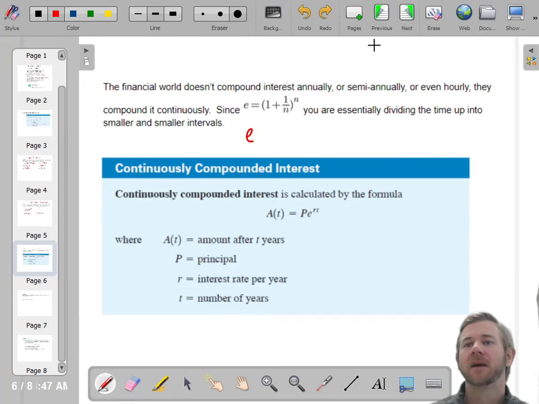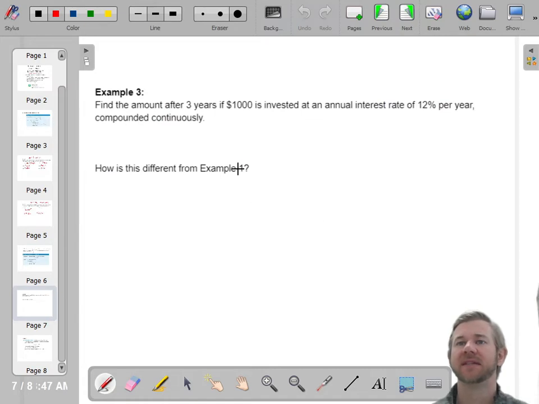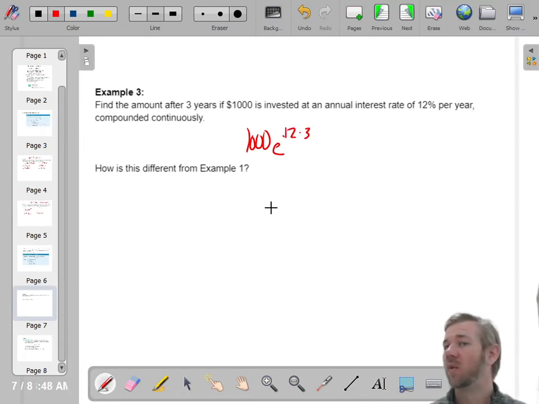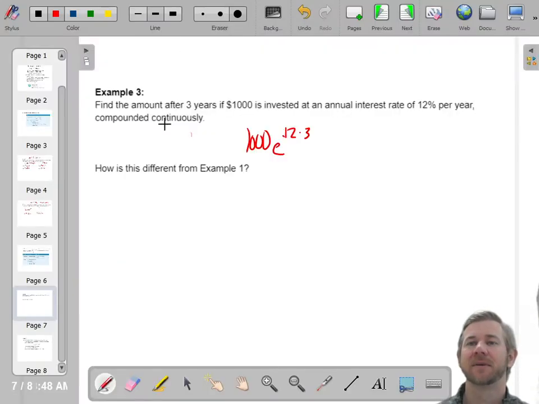Let's use it. We take the same idea, you take the principal, how much you start with, but then instead of calculating an interest rate, you just say E to the power of whatever the rate is for however many years. So if this is continuous, we would say you start with $1,000, E to the interest rate is 0.12, and it's for 3 years. So it's very similar to what we did before, but it's a slightly different formula, and we're going to get a slightly different answer.